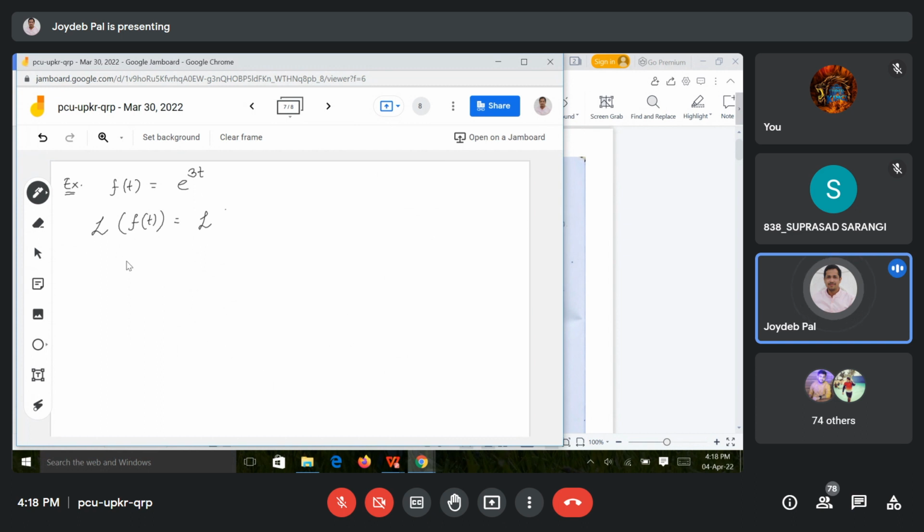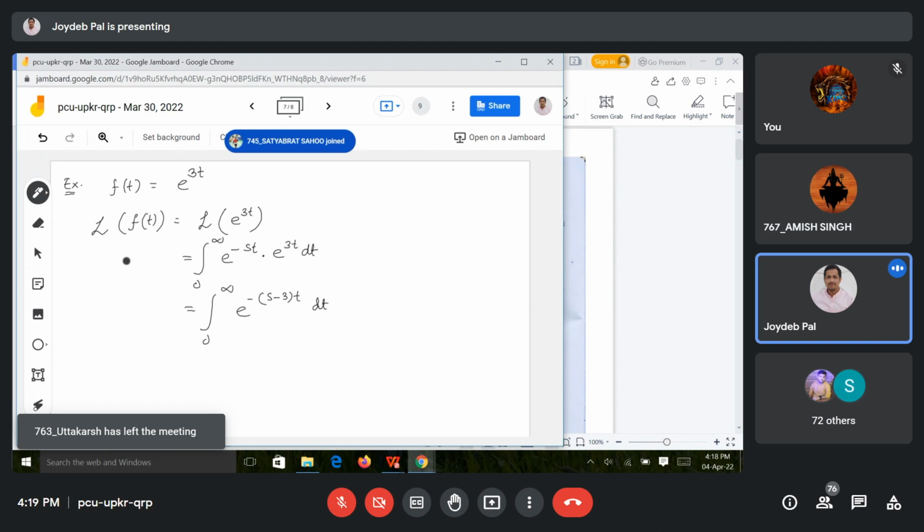So the Laplace transform of e to the power 3t is equal to, by the definition, the integral from 0 to infinity of e to the power minus st into f(t). What is f(t)? e to the power 3t dt. So from 0 to infinity, I can write e to the power minus (s minus 3)t dt. Can I write this?